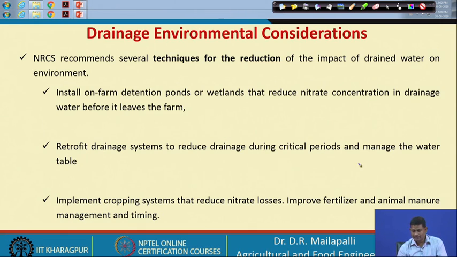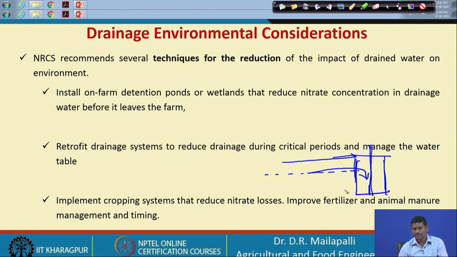So, another example: suppose you have the outlet here, for example. Let's say there is a gate, the complete drainage line. Drainage water is going to enter into this chamber, right. So, you can maintain the water table based on the opening and closing of this gate.